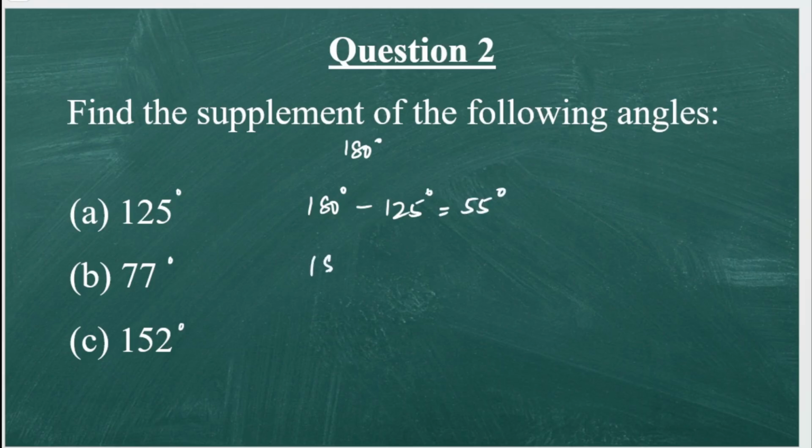For 77 degrees, 180 degrees minus 77 degrees equals 103 degrees. For 152, it's 180 degrees minus 152 degrees, which gives us the supplement angle as 28 degrees.